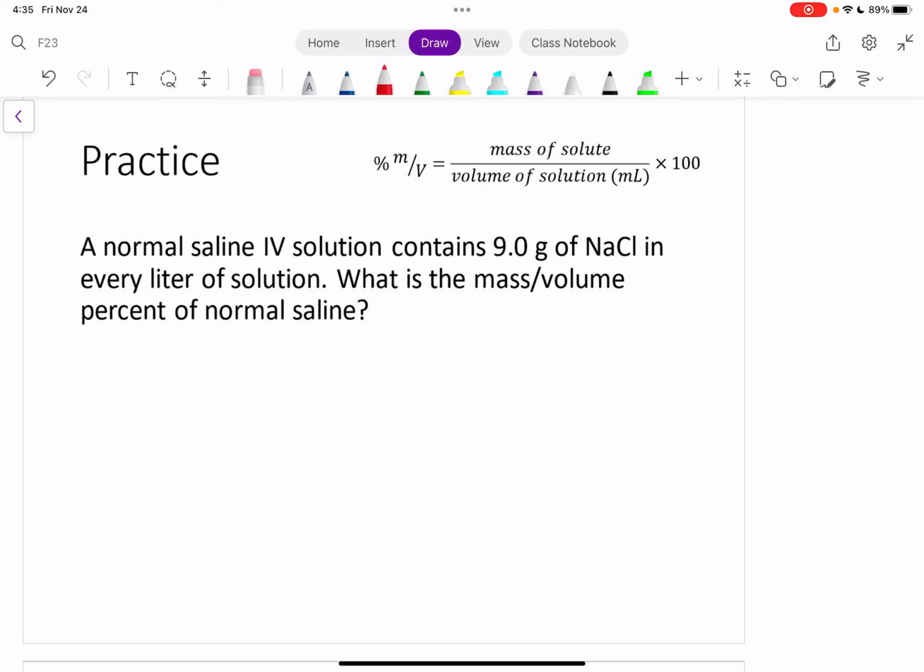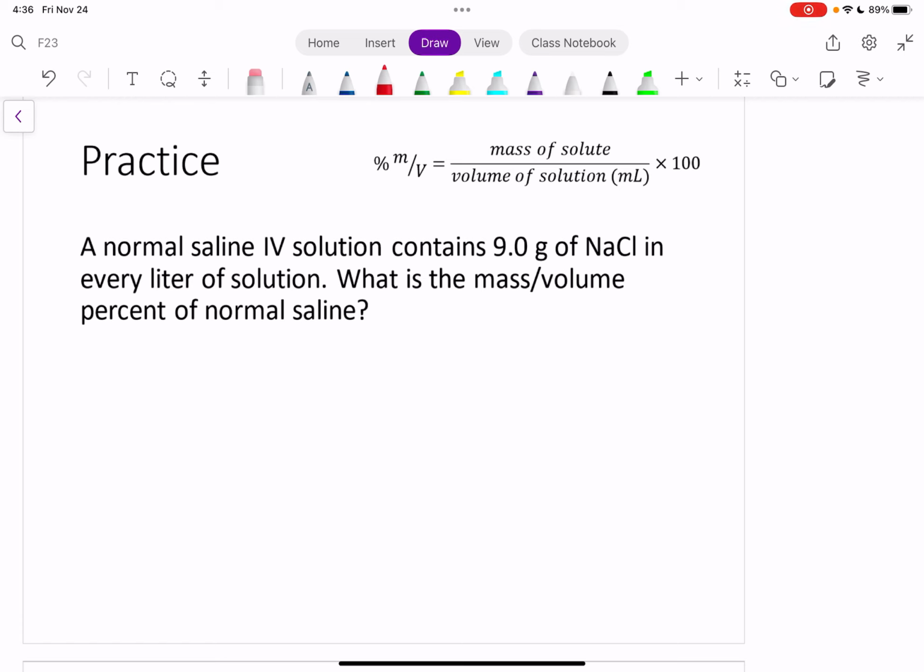I forgot to mention above that any of these equations for your percent compositions are all going to be given to you on an equation sheet for your exam. So you don't need to memorize them, but you do need to know how to use them and when to use which one. You can memorize them if you'd like, but it's not required. Okay, so let's try this out.